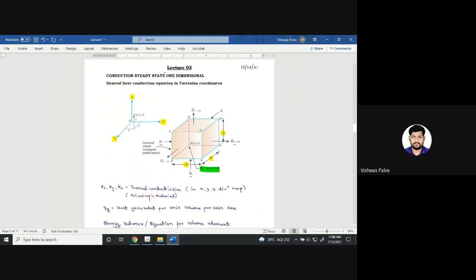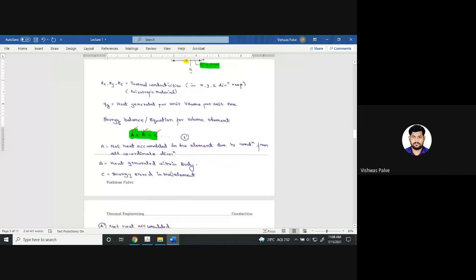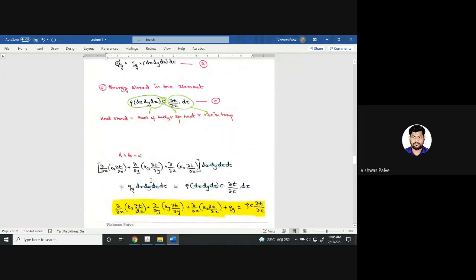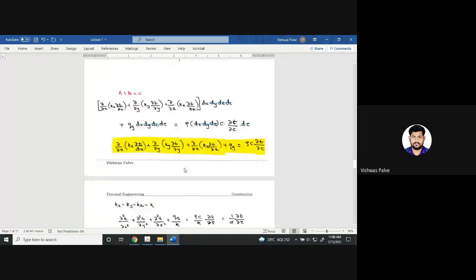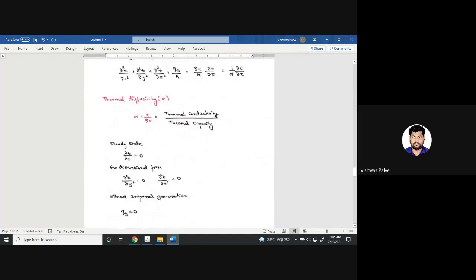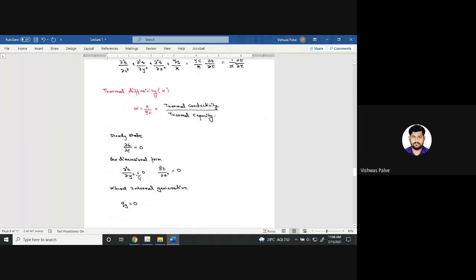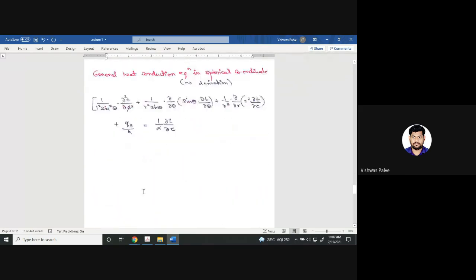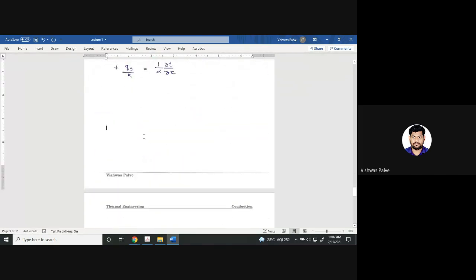Now if I want to write it in one dimension, what we have to do is reduce this equation to one-dimensional form. This is in three-dimensional form, and we can reduce it. For that, y direction equal to 0, z direction equal to 0, so you can reduce it and write down the expression in the one-directional form.